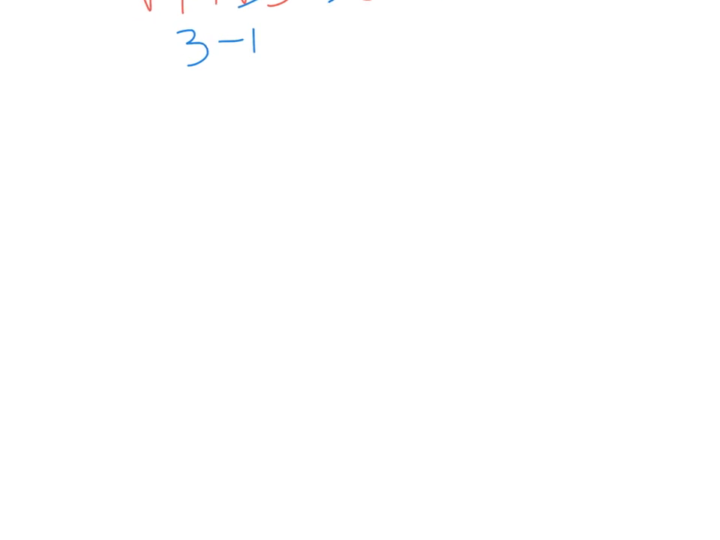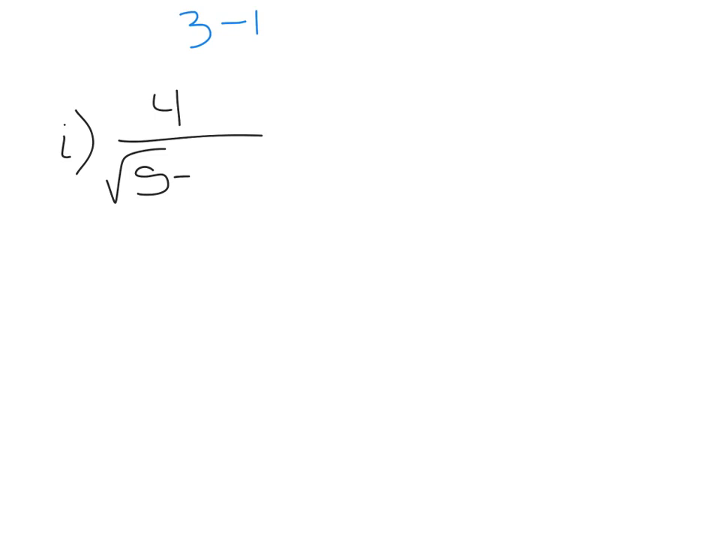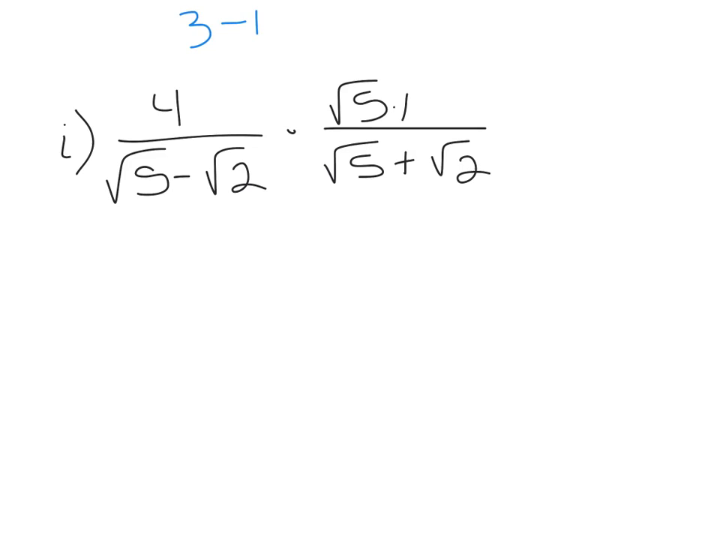All right, for letter I, we have 4 over the square root of 5 minus the square root of 2. We're going to multiply times the conjugate of the denominator, square root of 5 plus the square root of 2. Same thing on the top. All right, so you might want parentheses around this so that you can remember what you're doing.